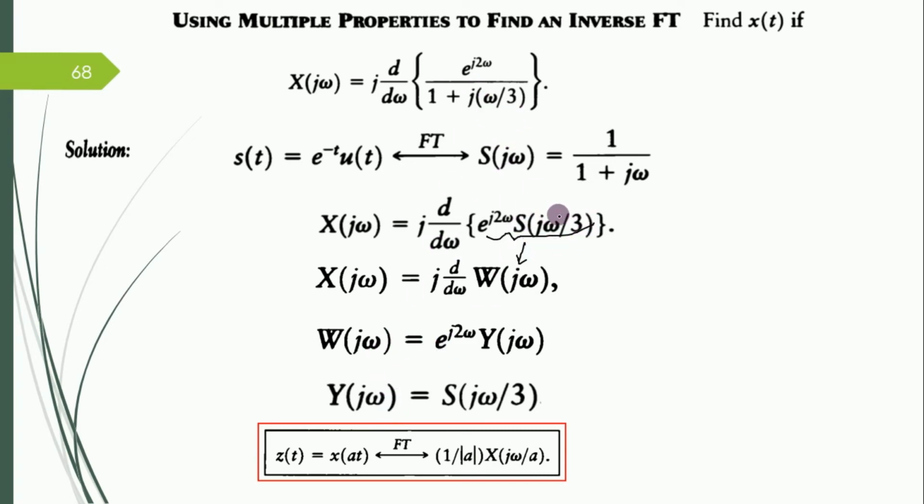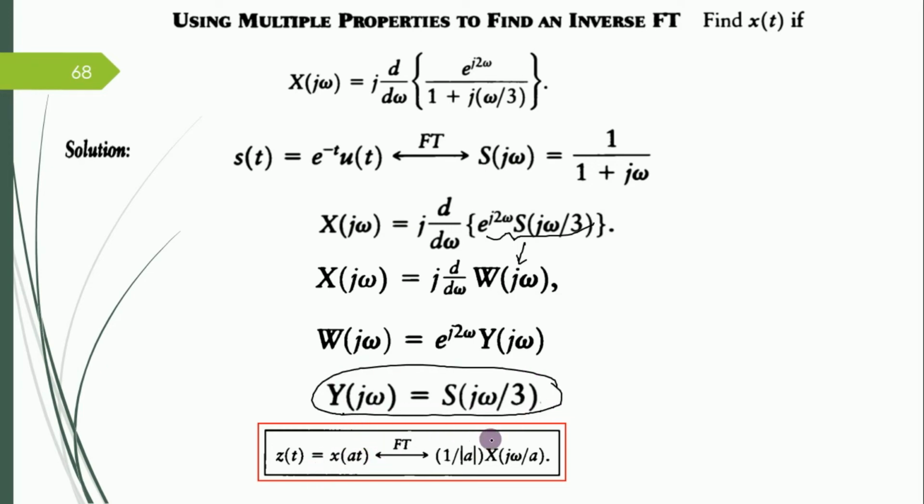S of j omega is nothing but y of j omega, and this together we call W of j omega. W of j omega, with differentiation involved, we will call X of j omega. Now I start with the scaling factor.